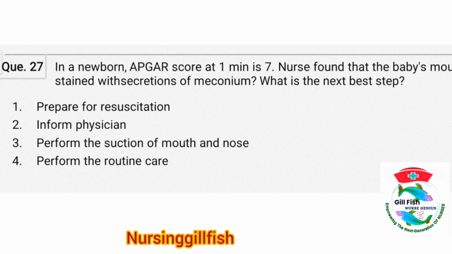So actually the baby's score is 7 and the baby's mouth corner has secretions. Option 1, prepare for resuscitation. Option 2, inform physician. Option 3, perform suction of mouth and nose. Option 4, perform routine care. So what do you have to do? The baby is having secretions, so what is the immediate action for every nurse? Perform the suction of the mouth and nose.